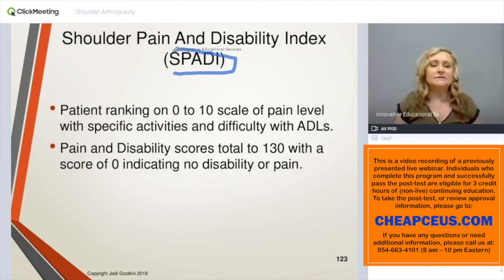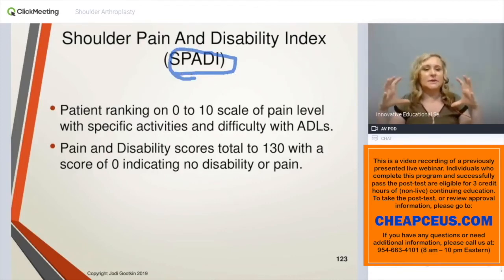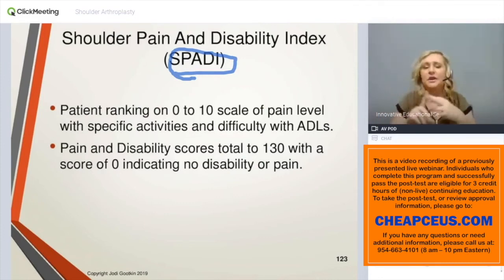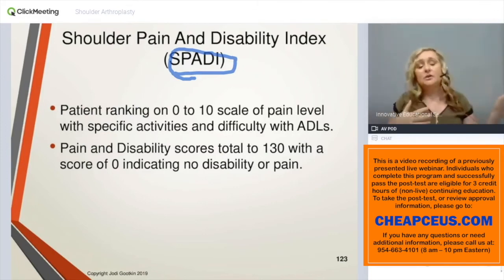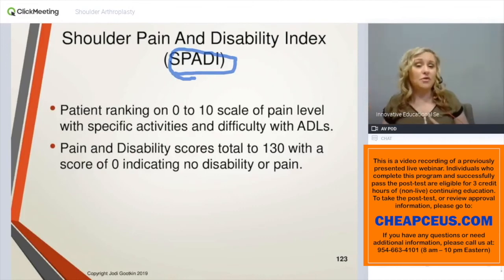The SPADI is the Shoulder Pain and Disability Index. This is going to have separate sections to it. One looking at pain level, and the patient's going to rank their pain level when they're lying on their side, reaching for something or pushing. And then it's going to have functional questions. So it's going to ask about taking something off of a high shelf, tucking the shirt in the front, reaching into your back pocket. And it's going to have the patient say, well, I had no difficulty with that, or I needed help with it.